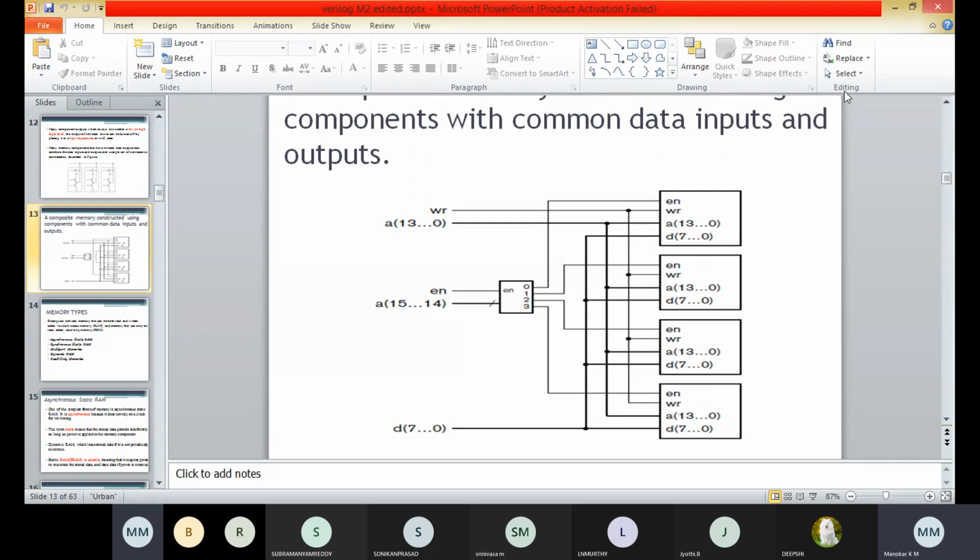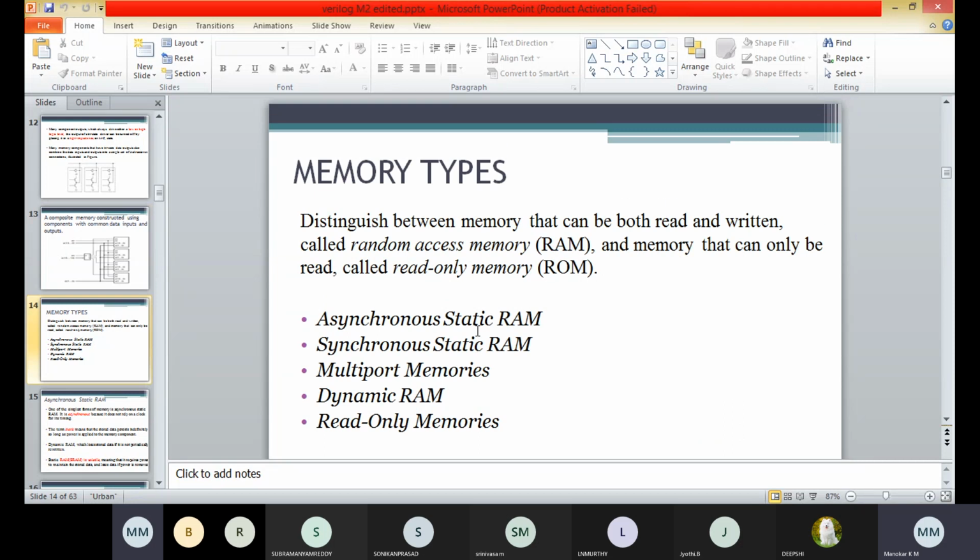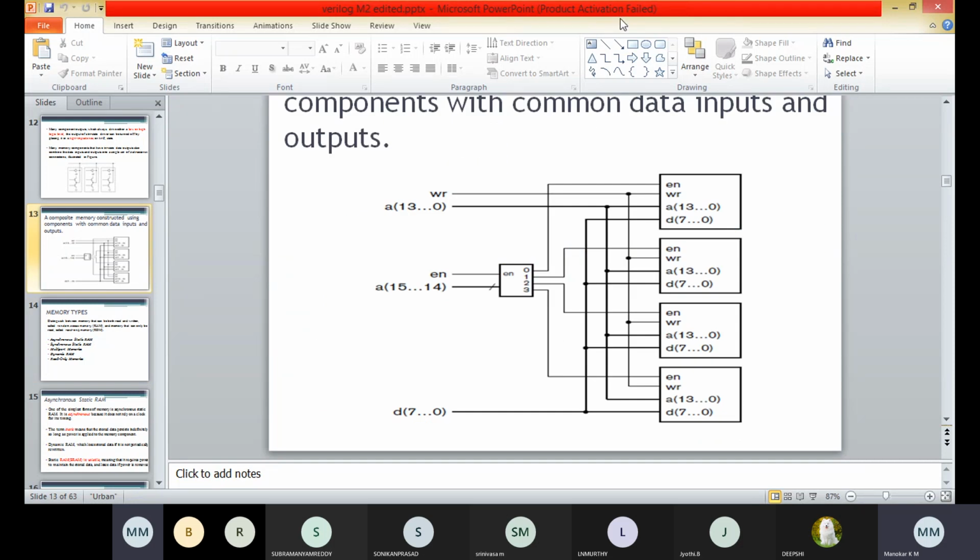Next we have memory types. We will continue with these memory types in the next class.